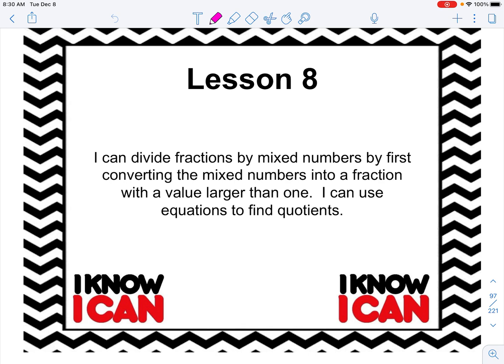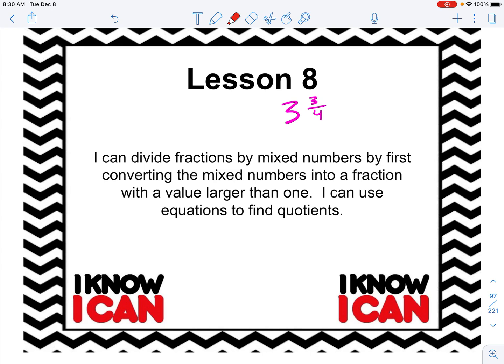A mixed number is a number that has a whole number as well as a fraction. So 3 3/4 is a mixed number. When we have a division problem, our first step is to change this mixed number into an improper fraction. An improper fraction is a fraction that has a bigger numerator than the denominator.